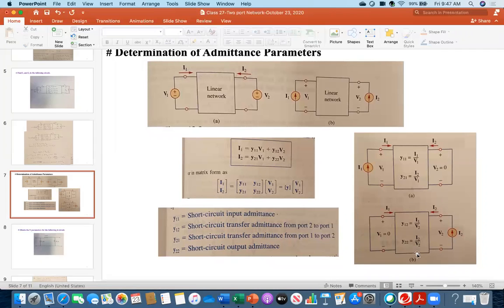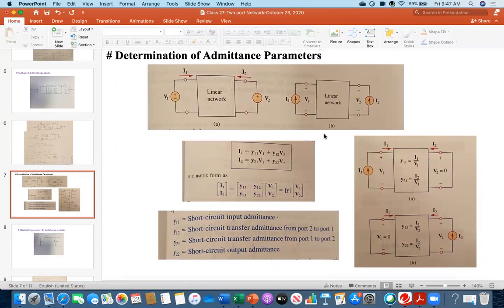Now, based on this technique, you can find out the admittance parameters for a given network. That now we'll be looking at.